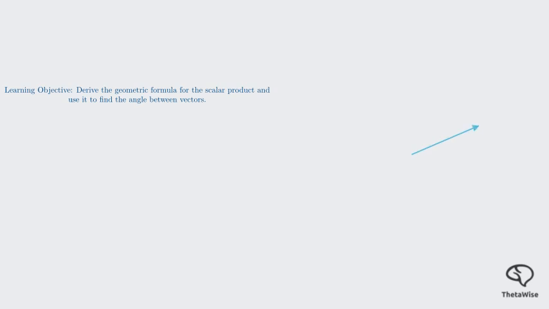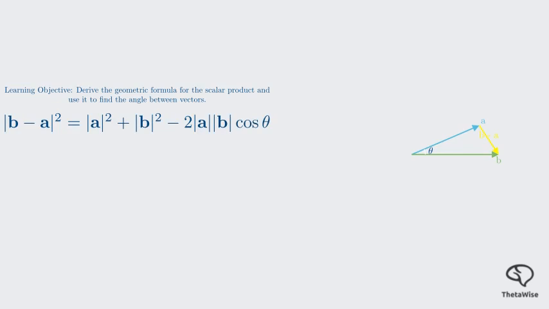Consider two vectors, vector A and vector B, that originate from the same point. If we draw a third vector, B minus A, connecting their endpoints, we form a triangle. We will call the angle between A and B theta. In any triangle, the law of cosines relates the lengths of the sides and an angle. Applying it to this vector triangle, the square of the magnitude of B minus A is equal to the sum of the squares of the magnitudes of A and B, minus 2 times the product of their magnitudes and the cosine of the angle theta. So |B minus A| squared equals |A| squared plus |B| squared minus 2|A||B| cos theta.